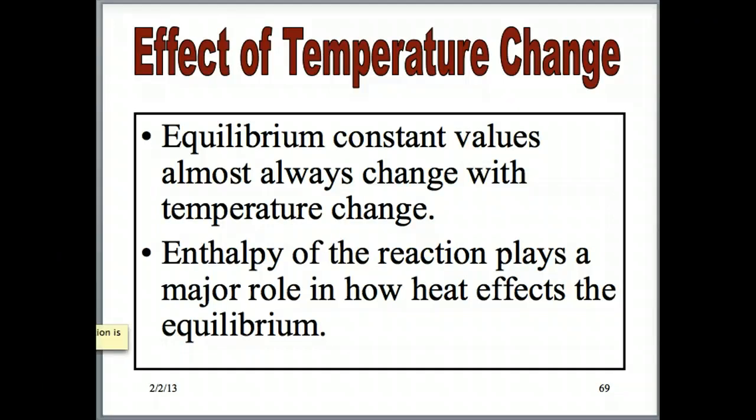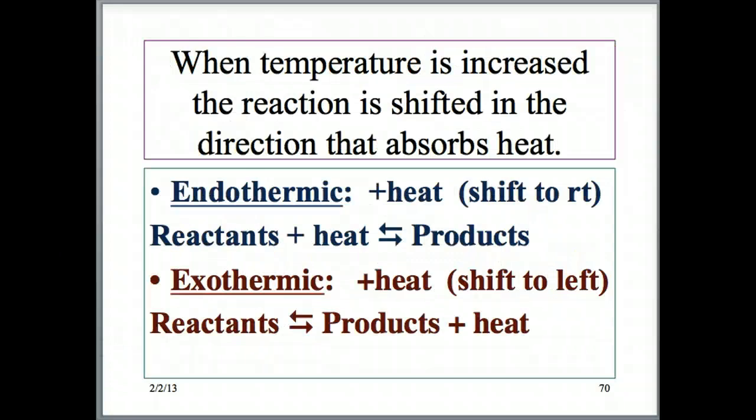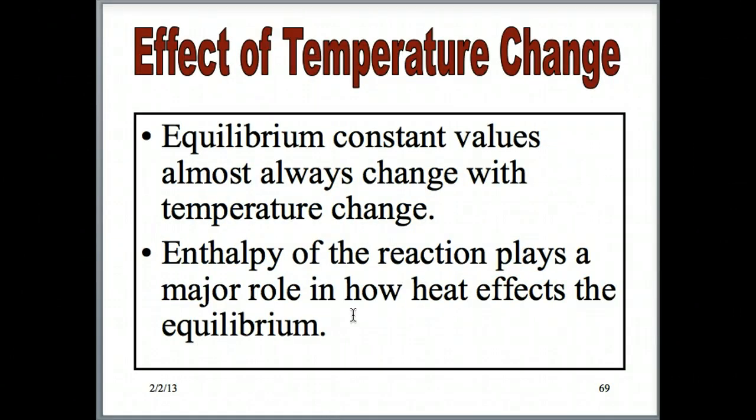Endo or exothermic. If it's endothermic, what does that mean? Well, it means that it requires heat to react. It means that heat is a reactant, not a product. So A plus heat yields B, in equilibrium. And that's supposed to be a delta H.